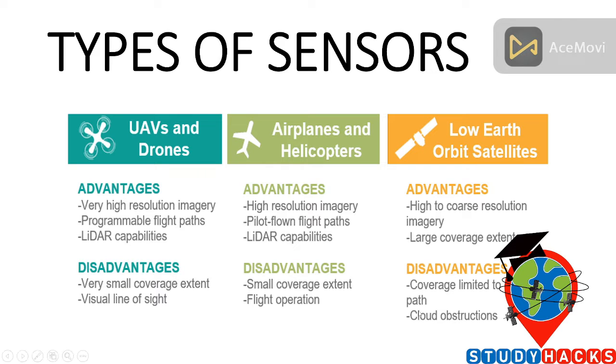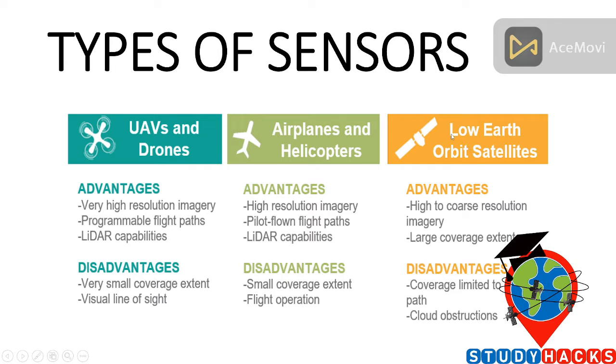And the disadvantage is mainly cloud obstruction. So mainly when you want to work with the satellite images, we can get some cloud obstruction, some cloud or haze. But we also apply different types of remote sensing techniques to remove this type of cloud or haze from the satellite images and get very clear satellite images. Okay. Further, I will also show you practically how we can easily remove the cloud and get very clear satellite images. And coverage is limited to orbital path.